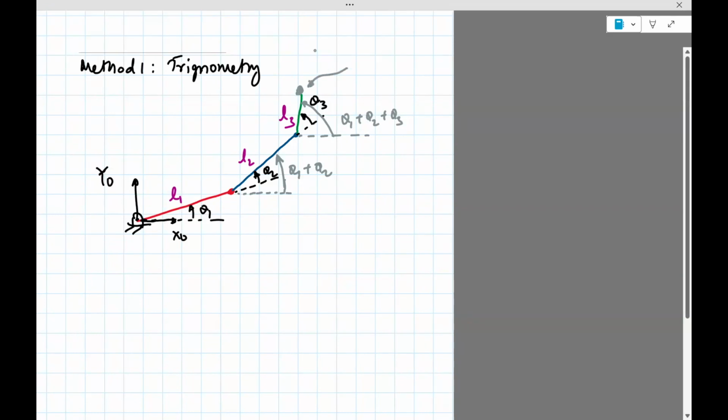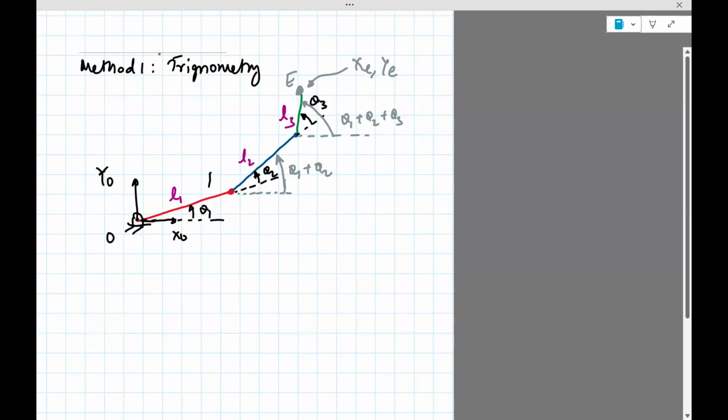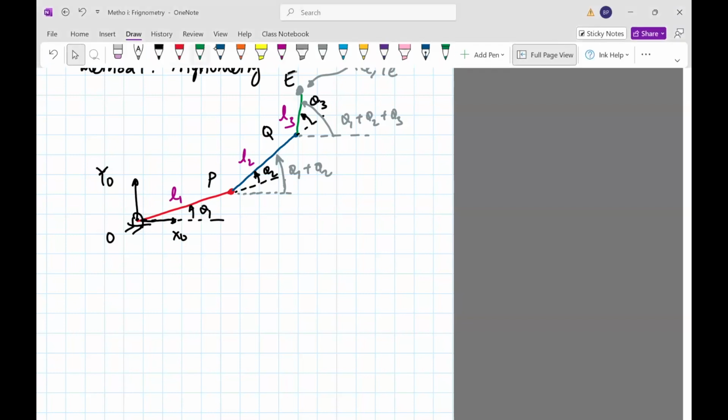And then, of course, we're trying to compute the position of this point E. So we can put some names O, P, Q, and E. Okay, so with this sort of drawing, which is, I would say, fairly detailed, we can figure out what XE and YE are, just taking the X and Y components.